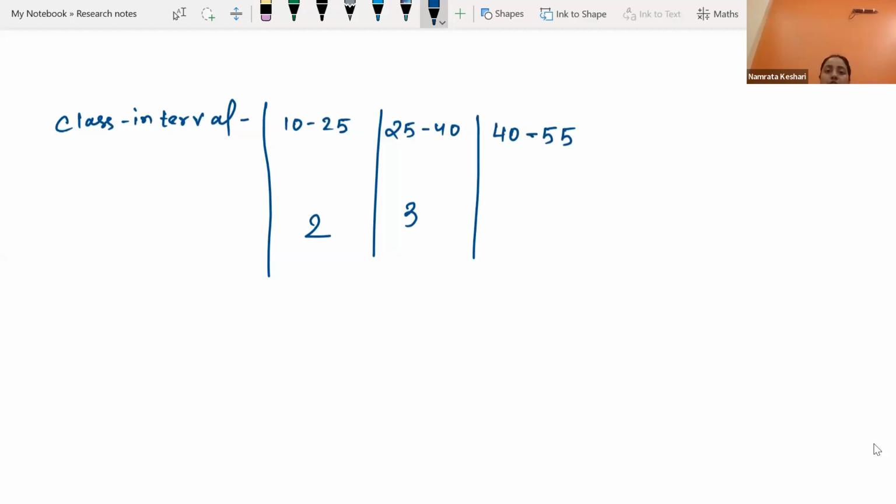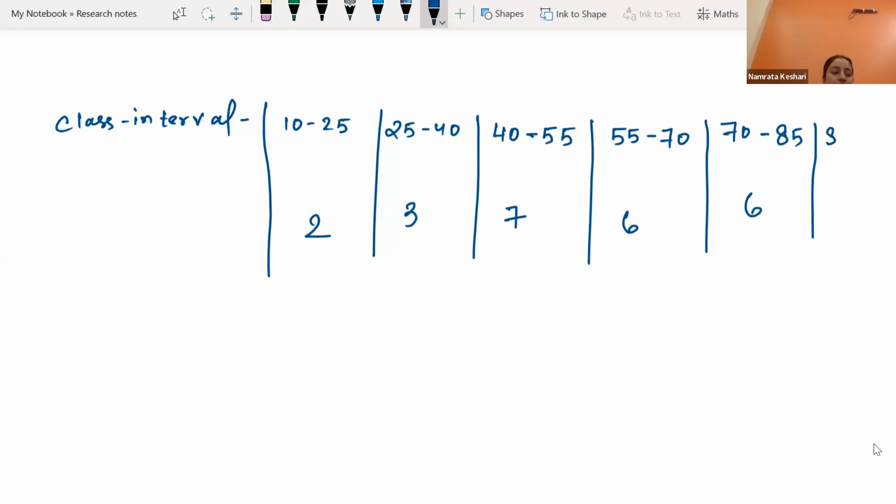Okay, from 40 to 55 how many students have got the marks? 7 students. Okay, from 55 to 70 how many students have got the marks? 6 students. From 70 to 85 how many students have got the marks? 6 students. Okay, from 85 to 100 how many students have got the marks? This is 100. 6 students.